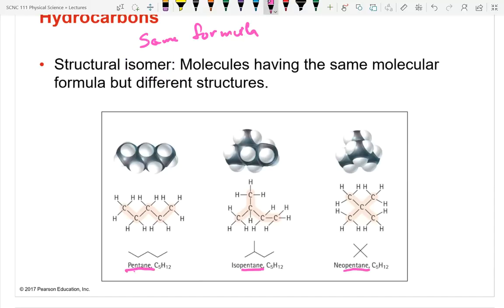And I better not make it so you can't see the I. So isomer means you have the same formula. So all of these are 5 carbons and 12 hydrogens. So if you say C5H12, you have not specified exactly what it is because it could be any one of those 3.